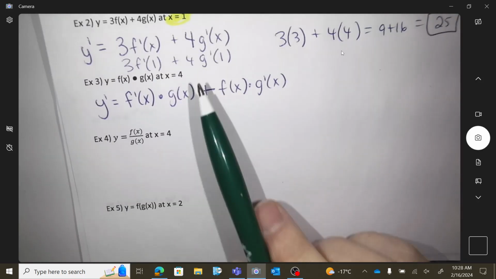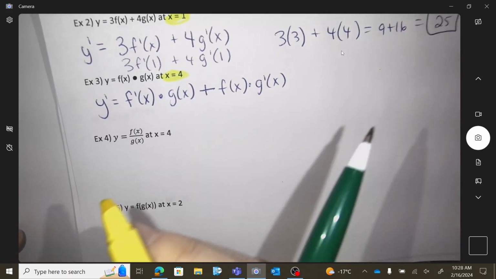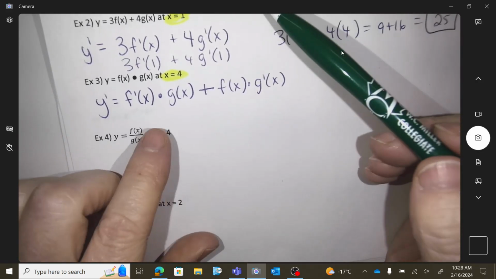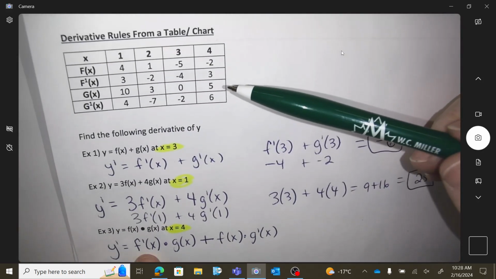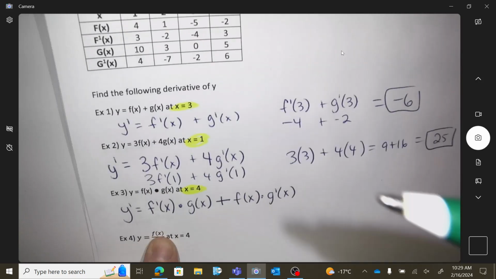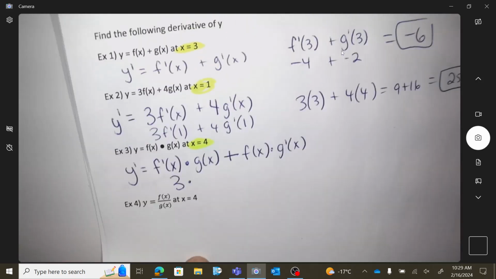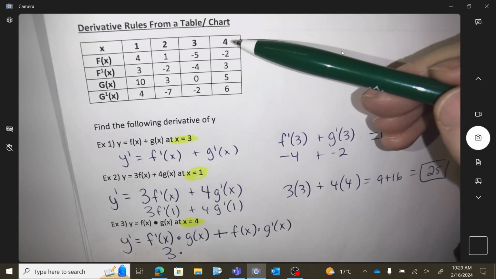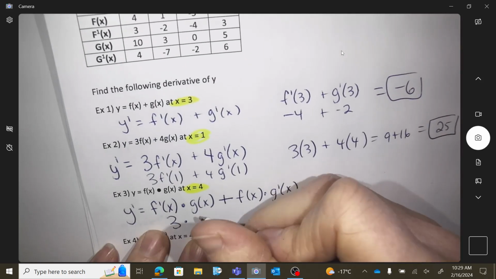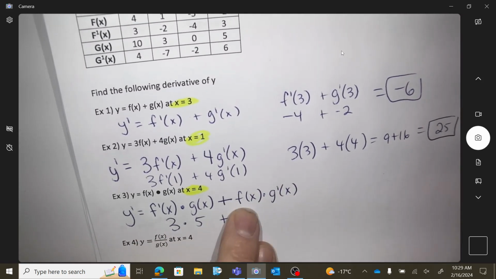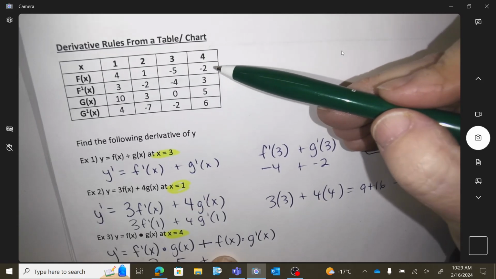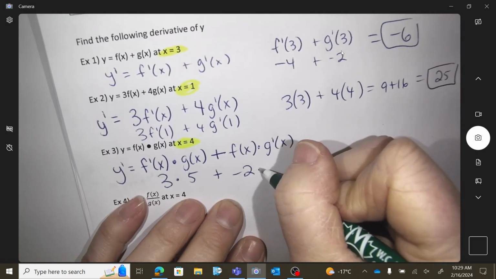So now, go to your chart. You're looking at x of 4. Okay, so look under the 4, the last column. What do you want to put for an f prime? 3? Under the 4, what's the g, original g? 5 plus, under the 4, what's the original f? -2.